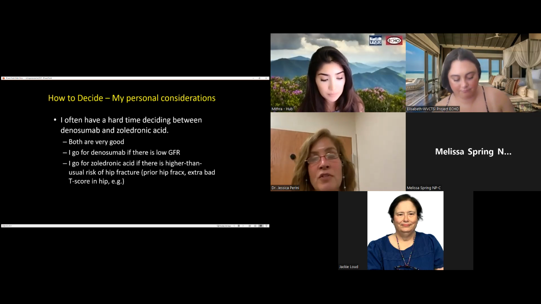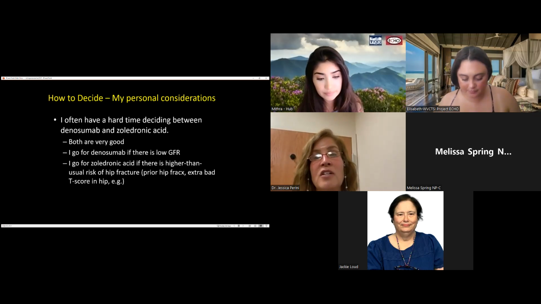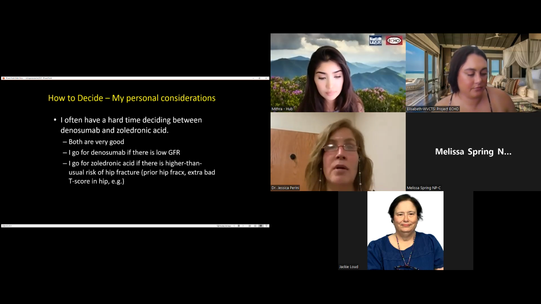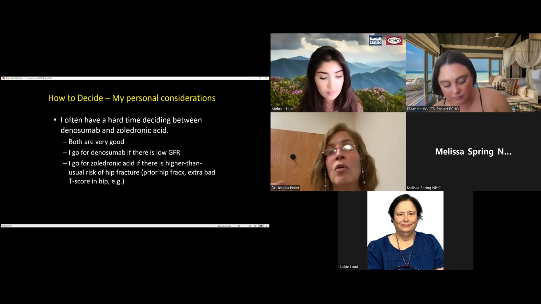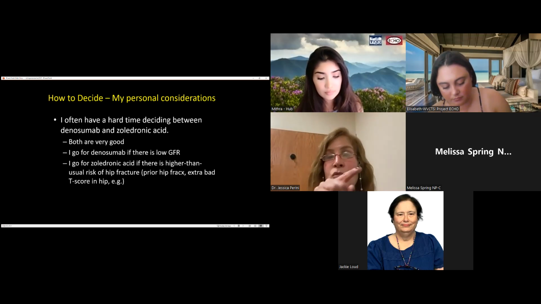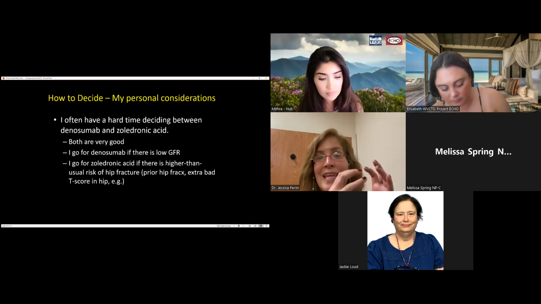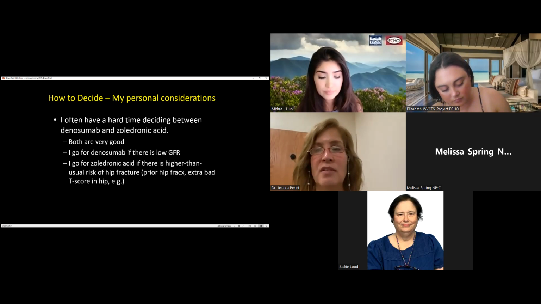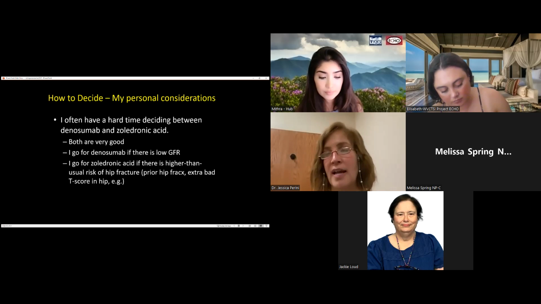I tend to go for the zoledronic acid if there's a higher than usual risk of hip fracture. So how do I know a higher than usual risk? Maybe they already broke their hip, or they have T-scores that look significantly worse proportionally in the hip area compared to the spine area. Things like that would kind of help tip the scales in favor of zoledronic acid. Next slide.